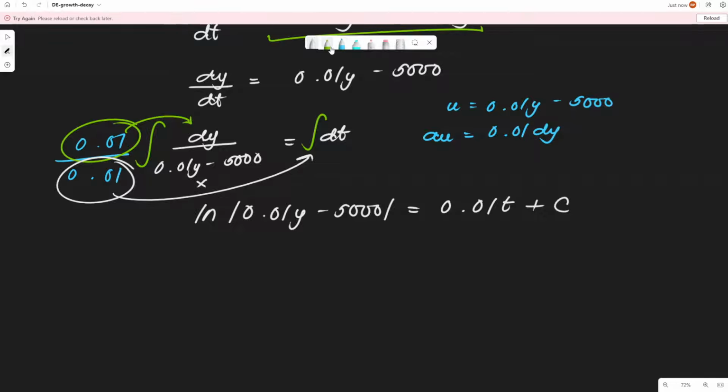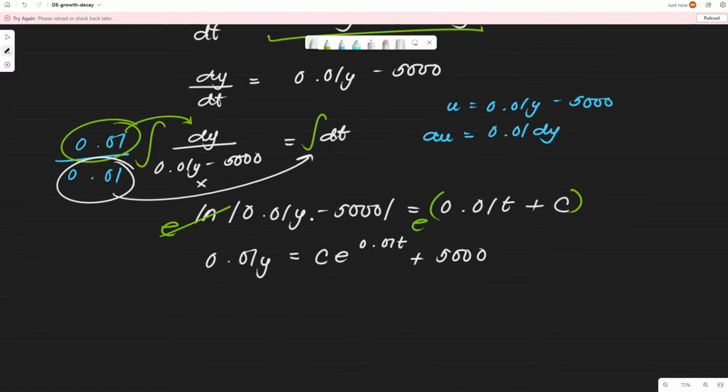Okay? So we have our ln property para ma-cancel ito. So we have 0.01y is equal to c e raised to 0.01t. Okay, plus 5,000. Saan ang galing sir yung plus 5,000? Negative 5,000 transposed sa kabila.